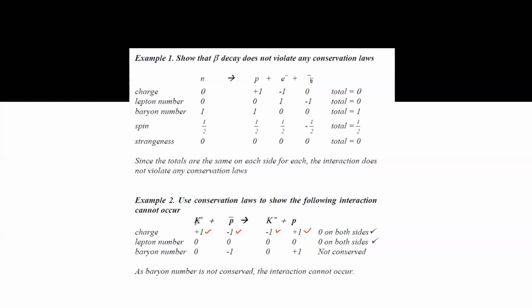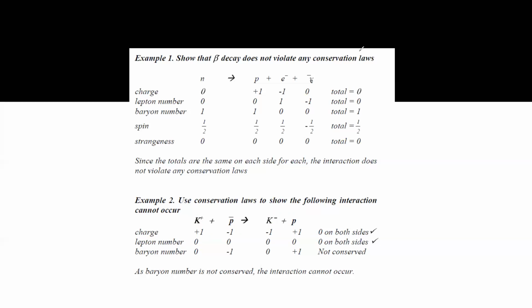Lepton number, kaon is a meson, so it's not a lepton, so it's 0. Proton is a baryon, so for baryon also lepton number is 0. K minus is also a meson, so lepton number 0. Proton is also a baryon, so lepton number 0. So lepton number conserved.